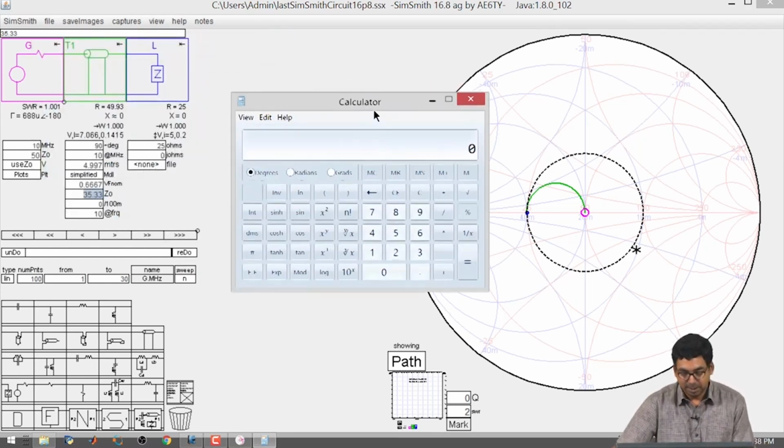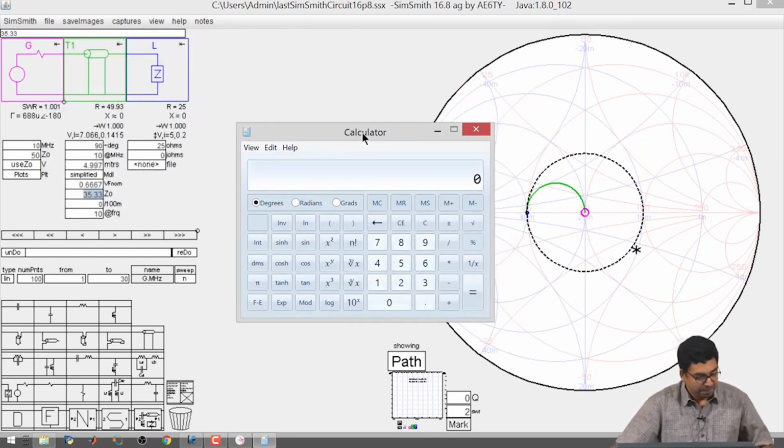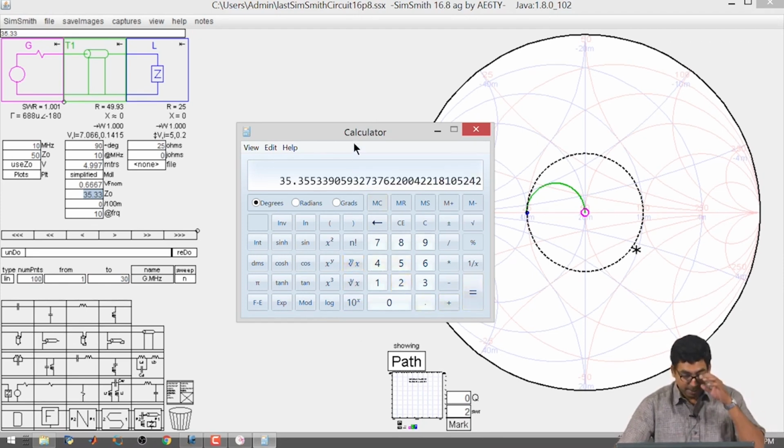We can make a quick calculation for this. We can take the impedance which we are using for normalizing, or the intrinsic impedance of the generator, which is 50 ohms, and we can take the load that we are trying to match, which is 25 ohms, and take a square root of this. Wow, okay, that is 35.3553. So, I am close, 35.33.